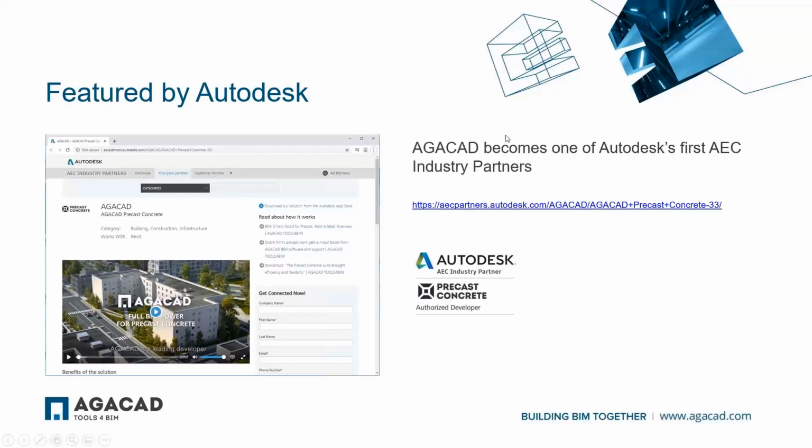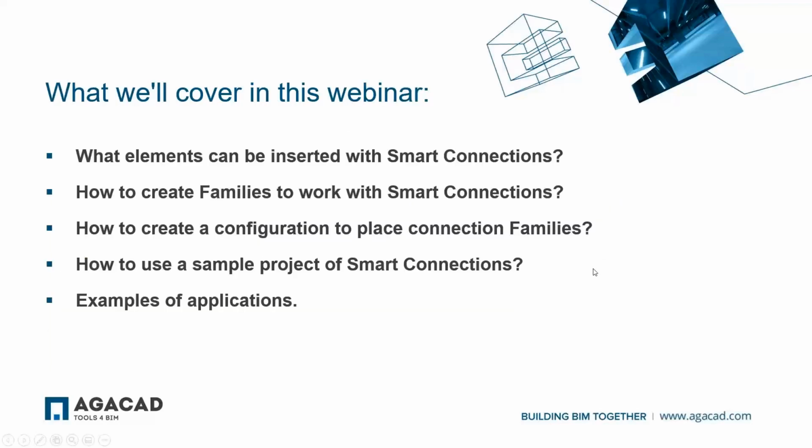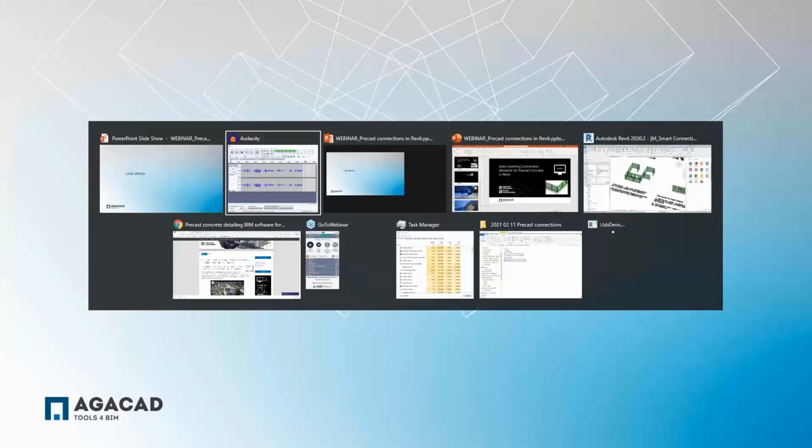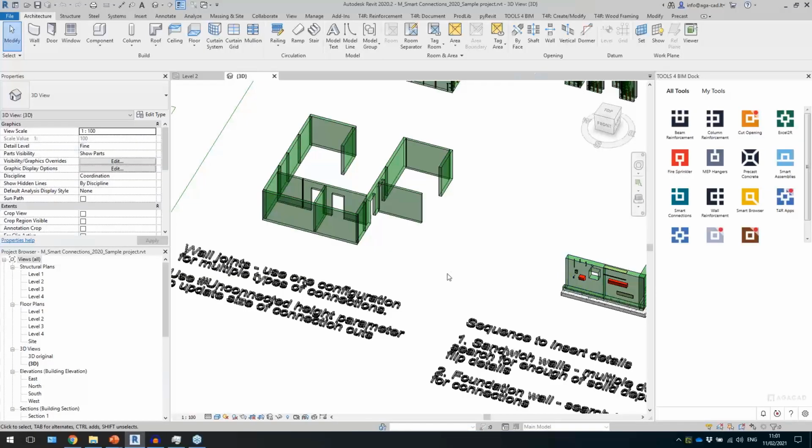We are industry partners with Autodesk in precast concrete, so we are authorized developers. What we will cover in this webinar: how to use our add-on smart connections, what elements can be used, what kind of families, how to create configurations, how to use the sample project of smart connections to get you started, and then some examples of how to use it. So we can switch to the Revit window.